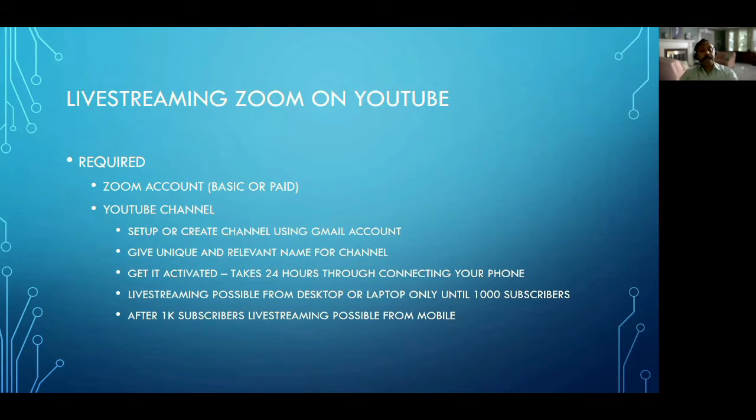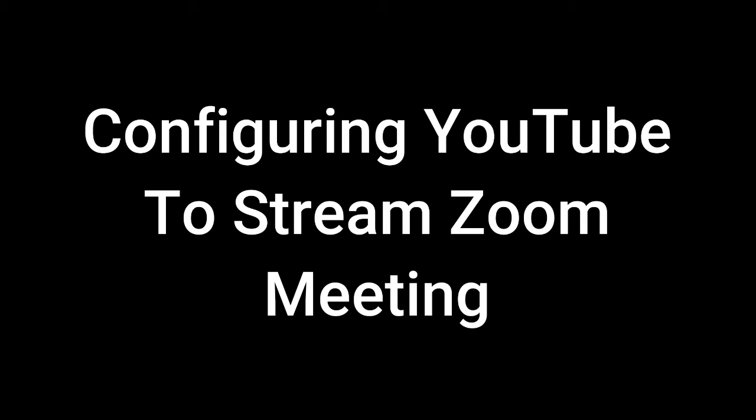Once it gets activated, live streaming becomes possible from a desktop or a laptop only, until you reach 1,000 subscribers. If your channel gets 1,000 subscribers, then you can do live streaming from your phone. You can directly go to YouTube Studio on your phone and start live streaming wherever you are. But you've got to have 1,000 subscribers. Otherwise, it has to be done using a desktop or a laptop.